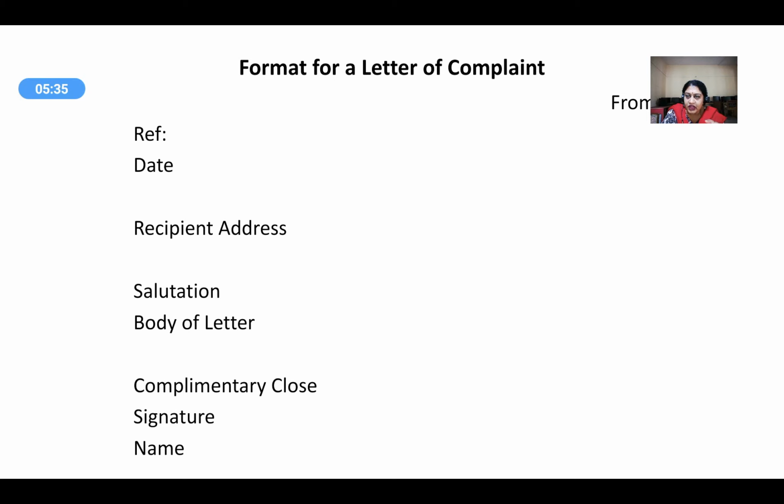Observe, reference and date come to the margin, and then below that the recipient address. The from address is on the other side, or you can also put the from address in the middle. And then follow, after the recipient address, the salutation, how you address the person, the body of the letter, and then followed by the complimentary clause, signature and the name of the person sending the letter.